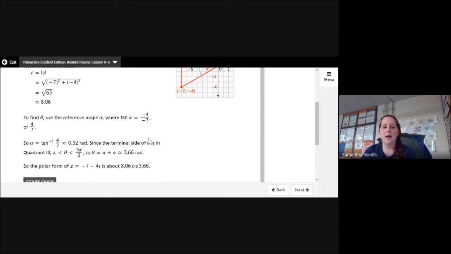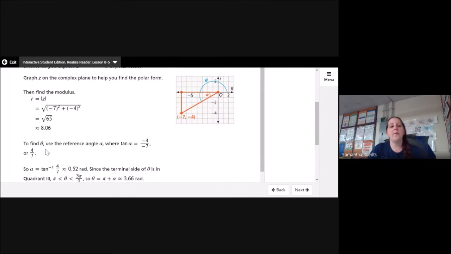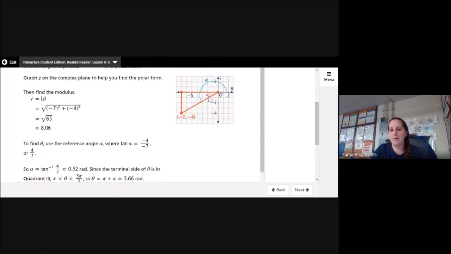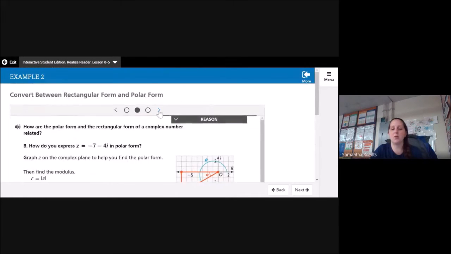And then I have the tangent. So again, we're finding theta. We're going to use that reference angle where tangent of alpha equals negative 4 over negative 7. Remember, the tangent is your sine over your cosine. So negative 4 over negative 7, those negatives cancel each other out and give you a positive. So I'm finding the inverse tangent of 4/7, which is where I get the 0.52 from, and that 0.52 is this alpha. I still have to add pi plus the alpha because it's in quadrant 3.